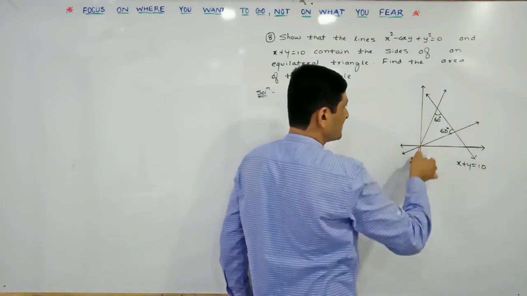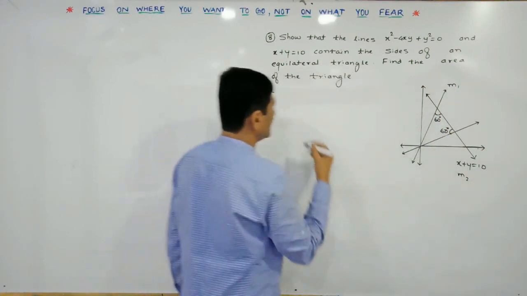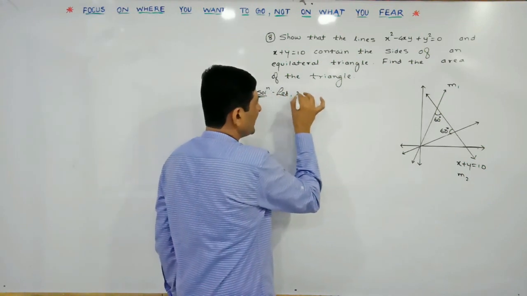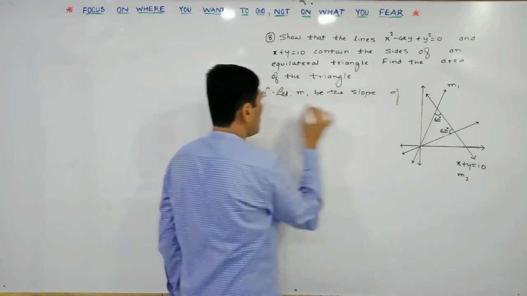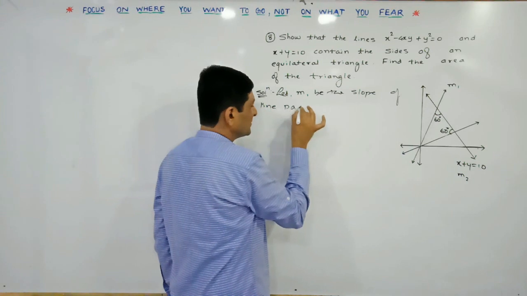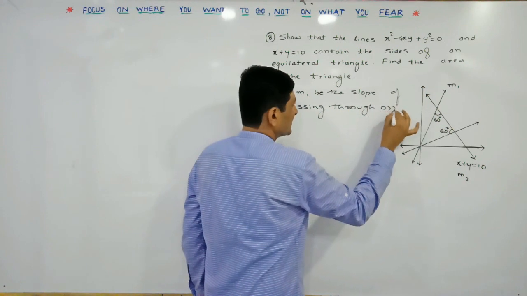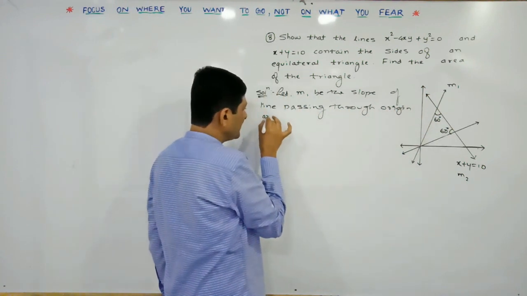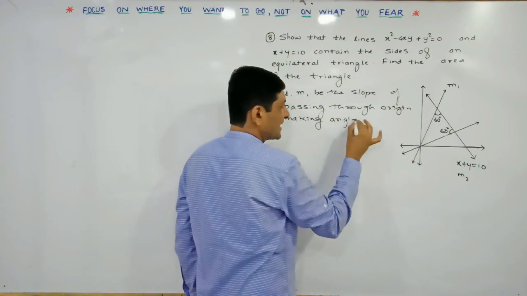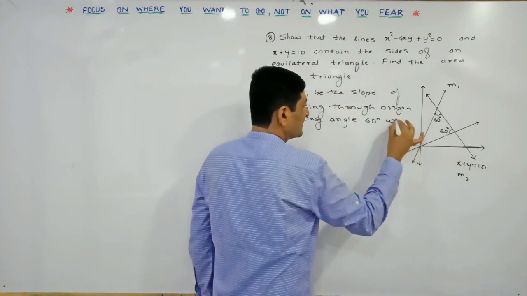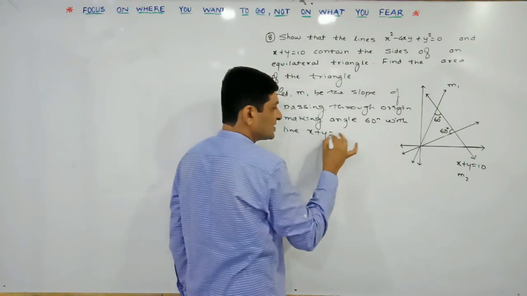So the slope of the line passing through the origin, let us denote it by m1, and the slope of this line I am denoting by m2. So what is our supposition? Let m1 be the slope of the line passing through the origin and making an angle of 60 degrees with the line x plus y is equal to 10.